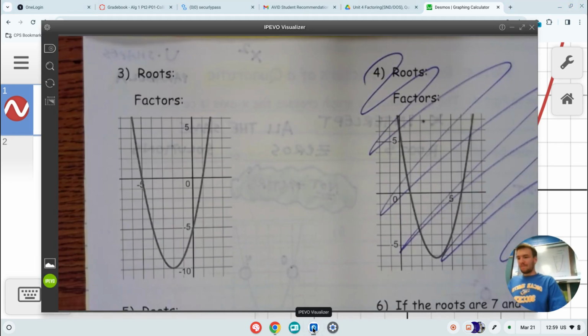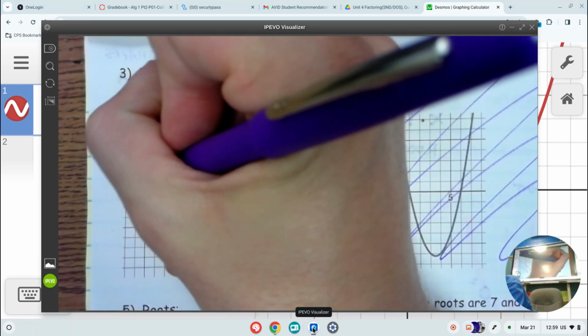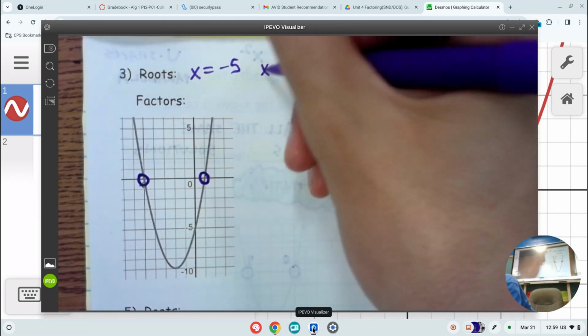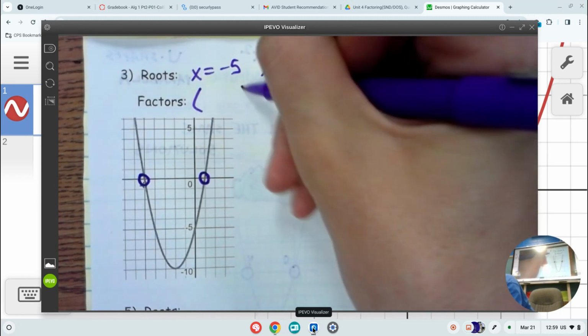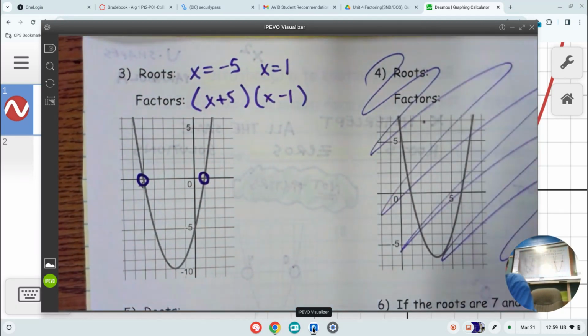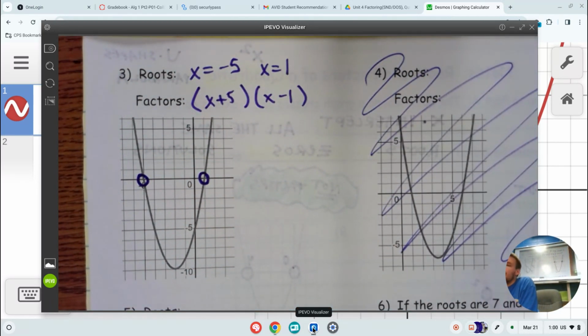Hopefully you've got the roots by now. All right, so let's see it. Did you find x equals -5, x equals 1, and then the factors being opposites, x plus 5, x minus 1? Everybody good on that? Promise?